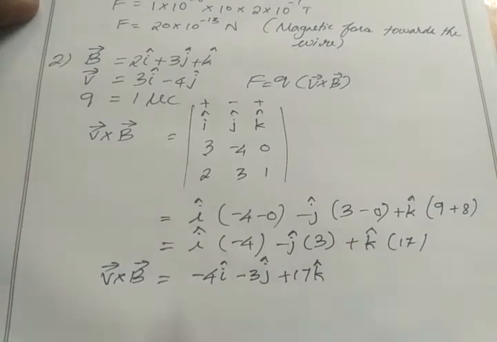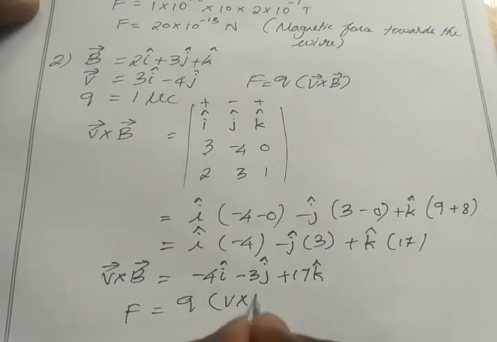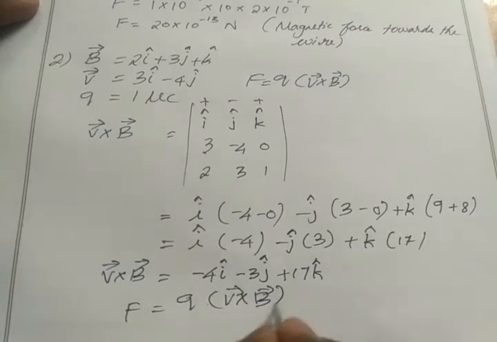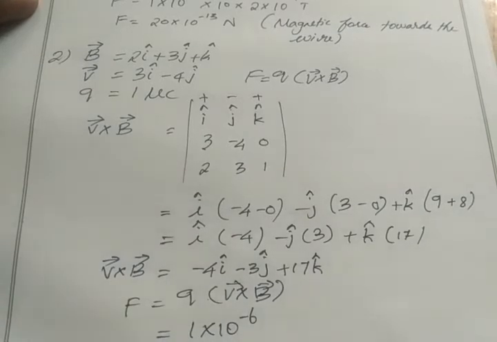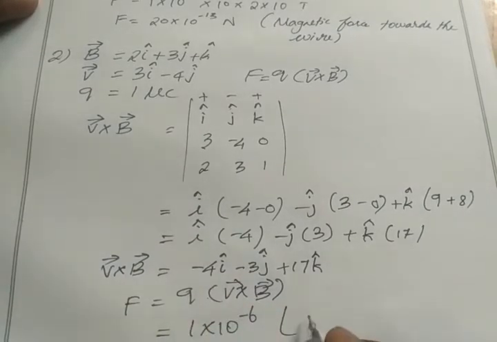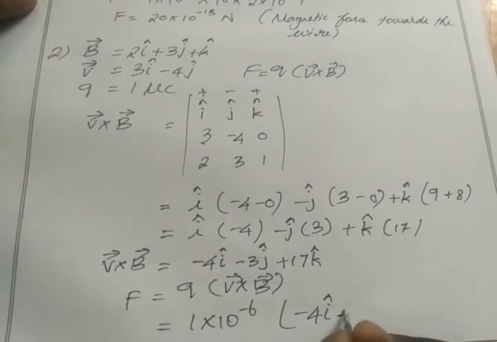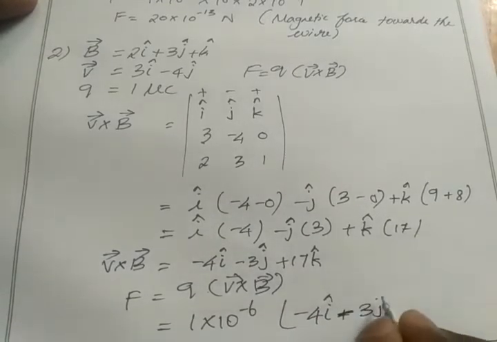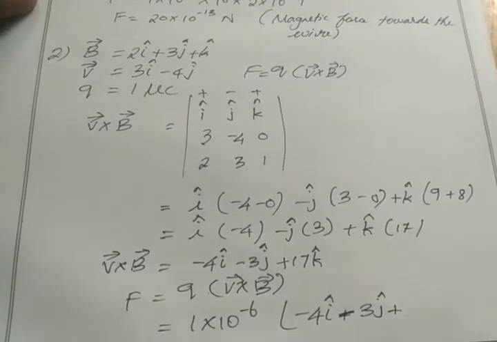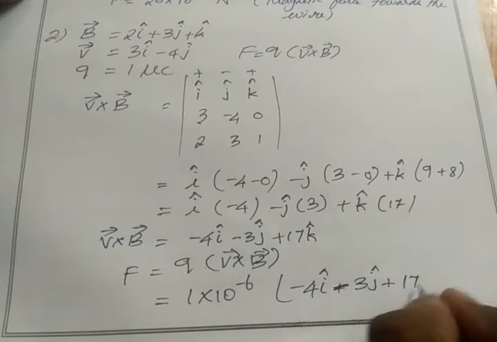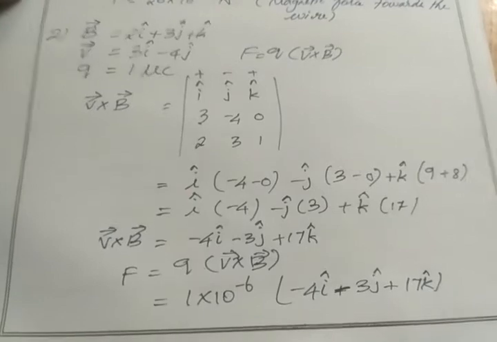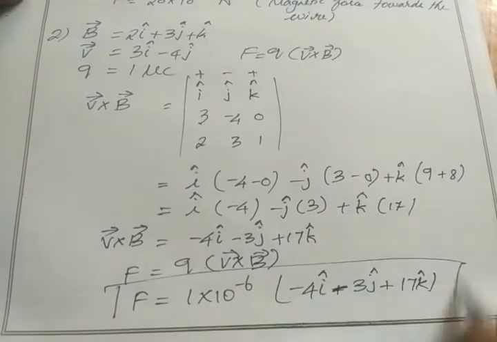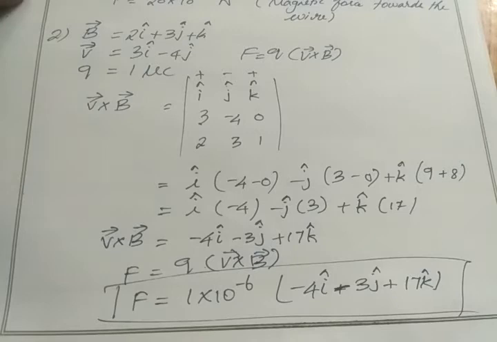So multiply it with Q, I get the final answer. So F equal to Q V cross B. What is my Q? Q is 1 microcoulomb. So I can write 1 into 10 power minus 6 coulomb. Then what is V cross B? Minus 4i minus 3j plus 17k. So this is my final answer.